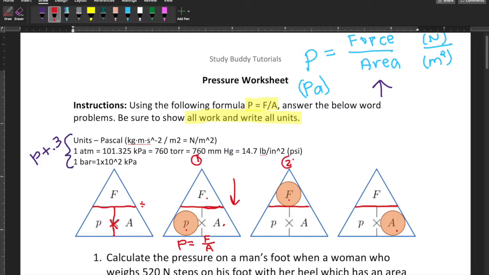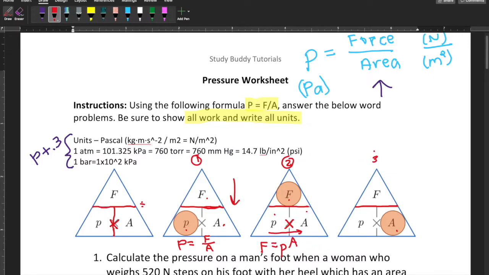Then we go to the second triangle here. Here we're trying to solve for force because we put the red dot on the force. So we put force is equal to, now, since the other 2 units are pressure and area, we read it from left to right. We say P, and then we see the multiplication, so we're multiplying times A. So pressure times area is equal to force. So we got that done.